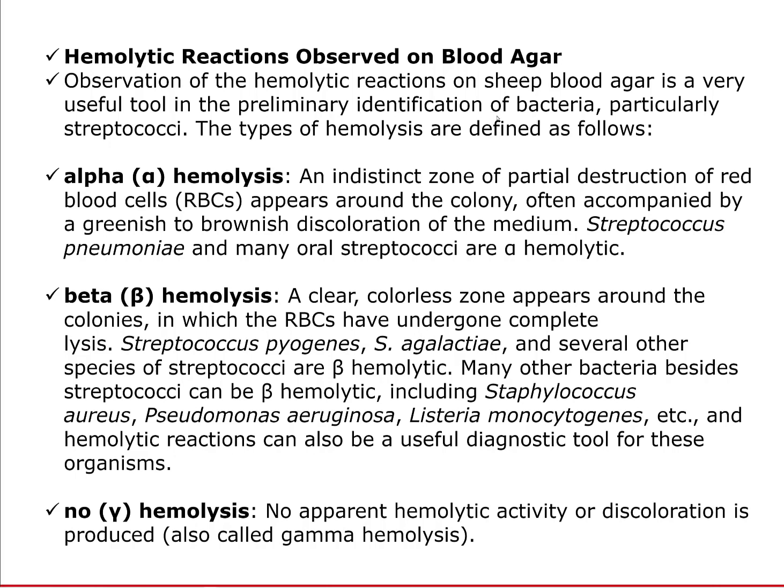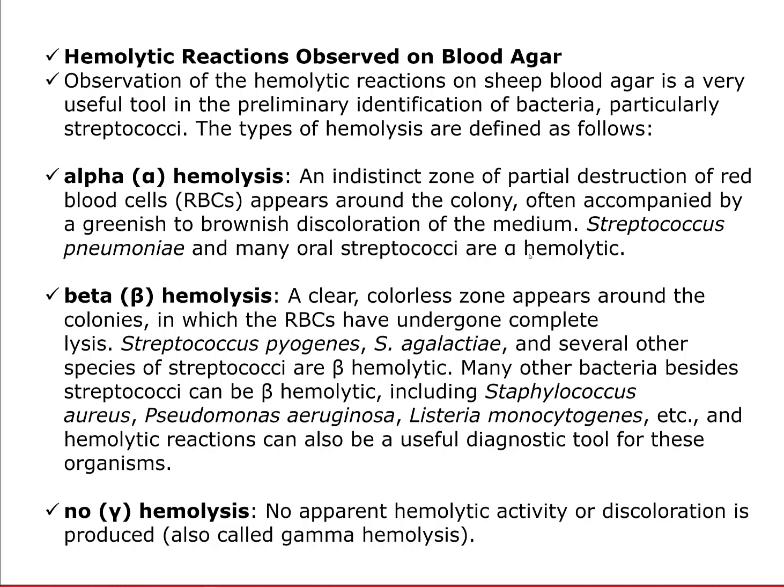Now, strep is a problem, and if it produces a beta-like hemolysis, which is that one that clears, then we know. So alpha is a distinct zone of partial destruction of red blood cells, appears around the colony, accompanied by greenish to brownish discoloration. Streptococcus pneumoniae and other oral strep usually are alpha hemolytic. Beta hemolysis is a clear colorless zone that you could read the newspaper through. It doesn't say that, but you could.